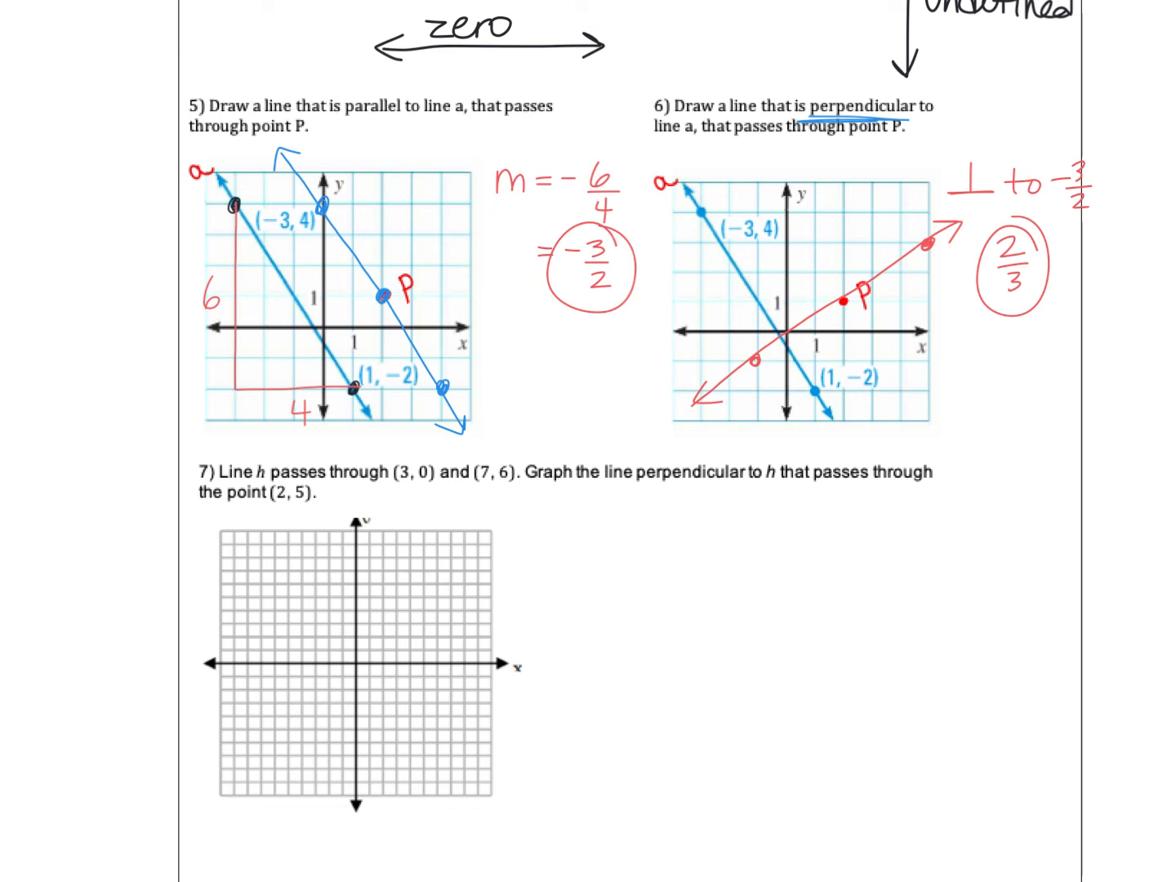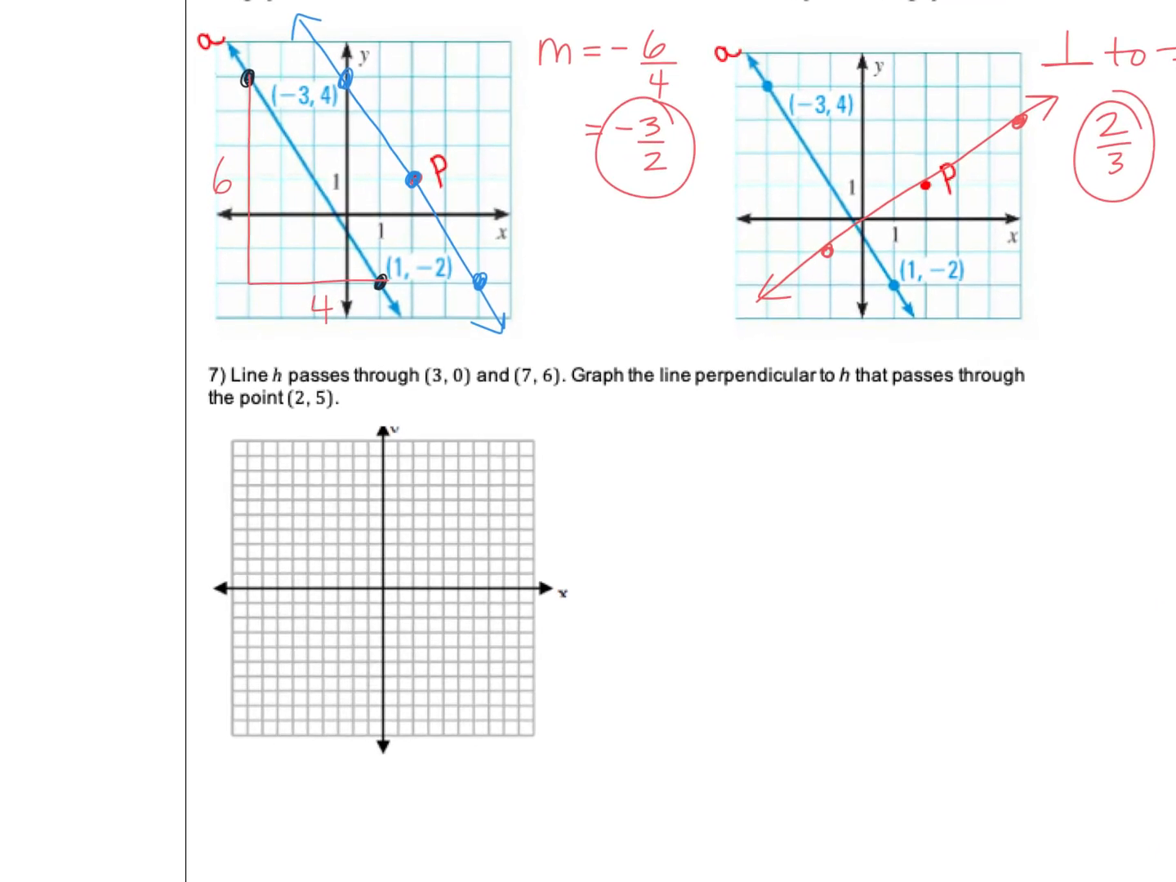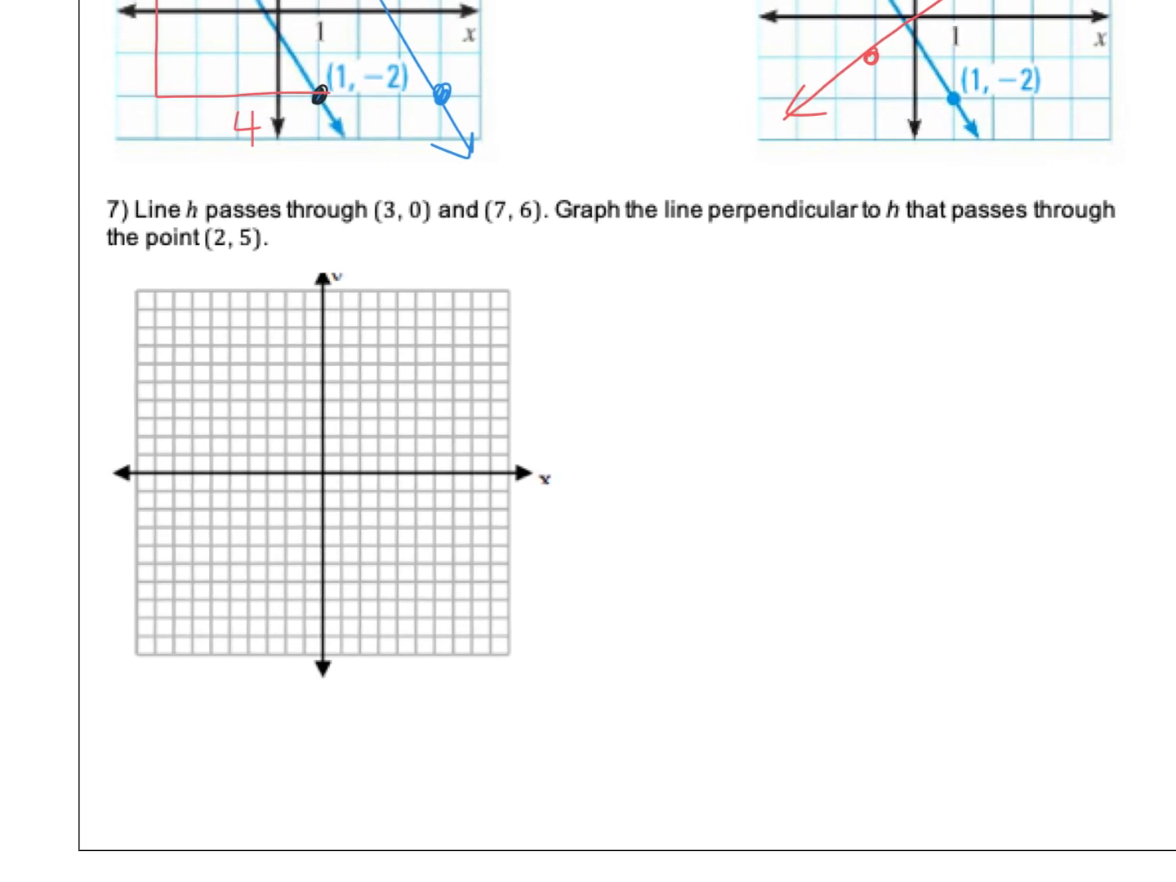Okay, we'll finish with number 7. Line H passes through 3, 0, and 7, 6. Graph the line perpendicular to H that passes through point 2, 5. So graph 2 points. You have one at 3, 0, and then 7, 6. So that is line H. Oh, that's not very pretty.